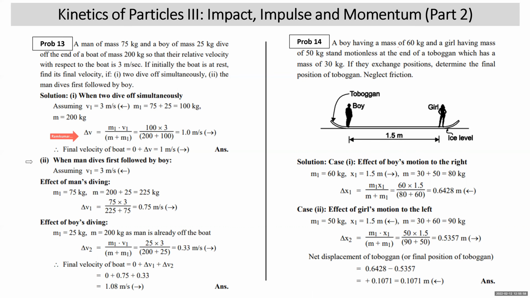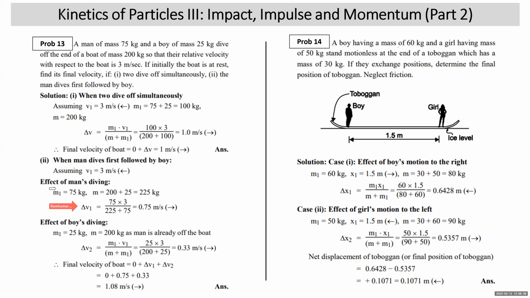Now, the second part, when the man dives first, followed by the boy. Again we assume that v1, the relative velocity of the man with respect to the boat, is 3 meters per second to the left. First, we consider the effect of the man's diving. M1 will be 75. M is 200 plus 25. See, the mass of the boat was 200, but the boy is stationary in the first case, so the mass of the boy will be added to the mass of the boat. So the mass is 225. The diving mass is 75. Delta v1 is m1 v1 upon m plus m1. So m1 is 75, v1 is 3, m is 225, plus 75, that is 300.